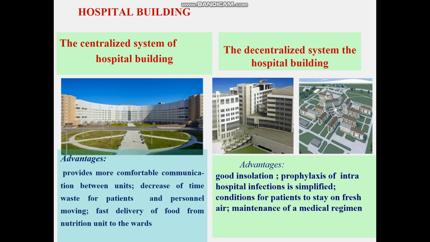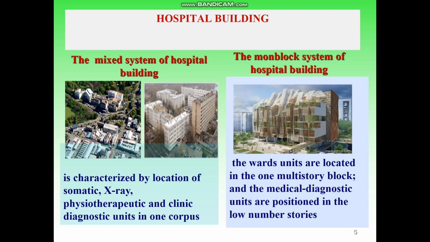In the decentralized system of hospital building, corpus of low number of stories are located separately in pavilions. Advantages of the decentralized system: good isolation, simplified prophylaxis of intra-hospital infection, conditions for patients to stay in fresh air, and maintenance of a medical regime. Disadvantages of the decentralized system: prolongation of all communications, redoubling of some kinds of premises and equipment, complexity of medical service of patients, and a more expensive budget.